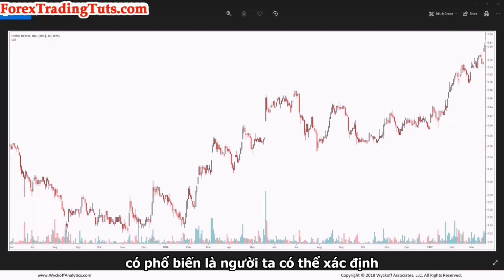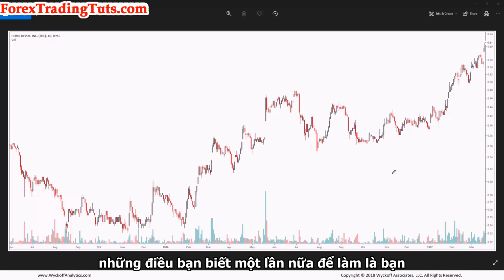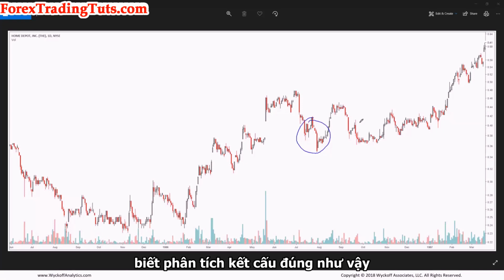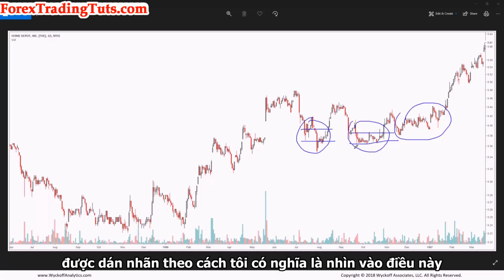Is it common that one can identify phases of the larger range with smaller local ranges within that larger range? Yeah, we could definitely do this. One of the things to do, again, is texture analysis, right? If you could instantly see that there are smaller ranges here, they could be labeled, by the way. I mean, look at this.